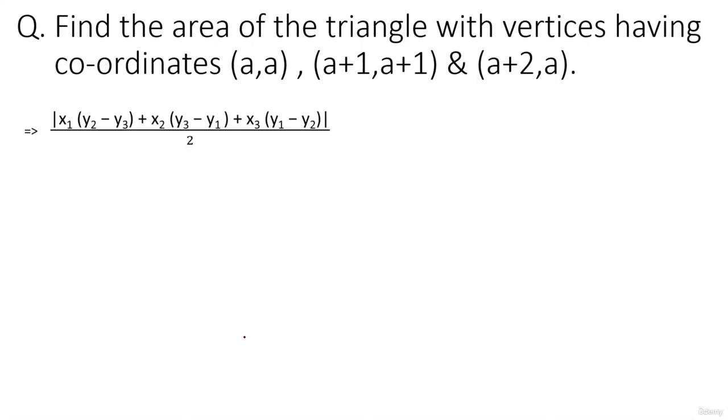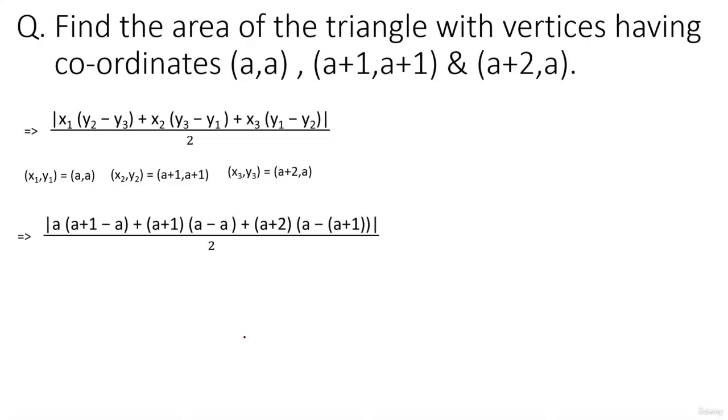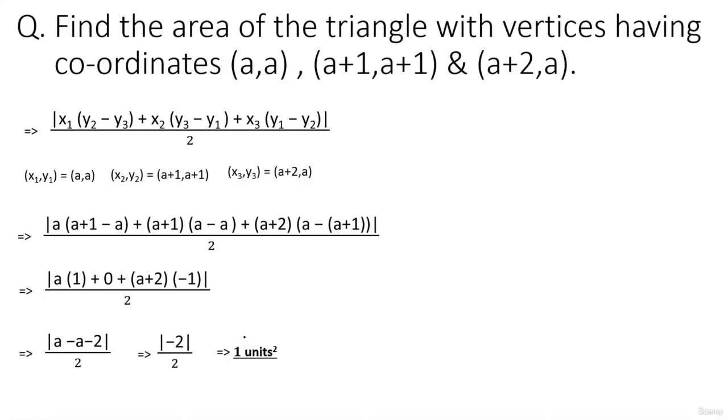So we just plug in the values: x1 y1 as a comma a, x2 y2 as a plus 1 and a plus 1, and x3 y3 as a plus 2 comma a. Just plugging in the values and solving it, you'll get the area as 1 square unit. As simple as that. There's also one more way to solve these questions, guys.